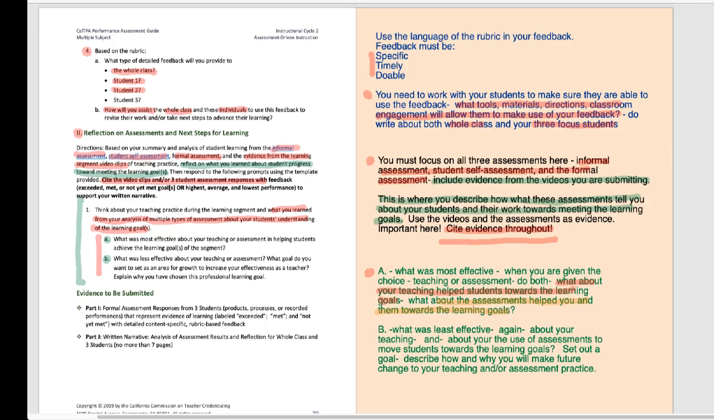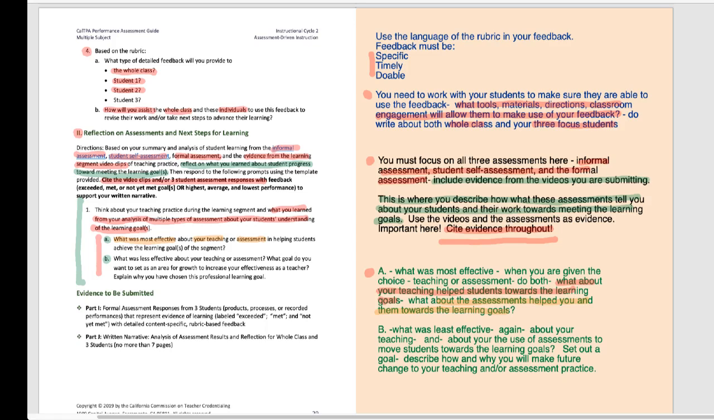It says here, what was most effective about your teaching or assessment? If they give you an or, it's probably best to address both of them. So what worked well in your teaching? And then, what did the assessments do to help you with your teaching? So that's all about A. Try to do both of those.